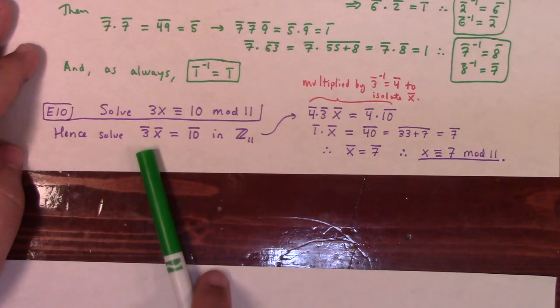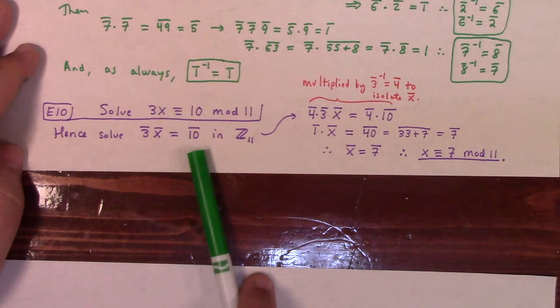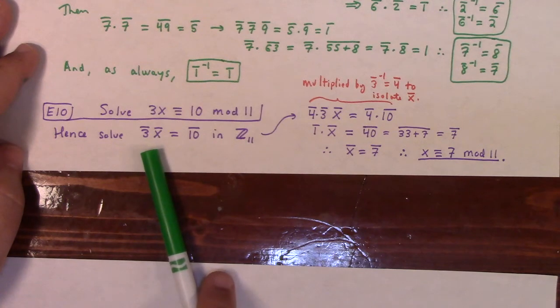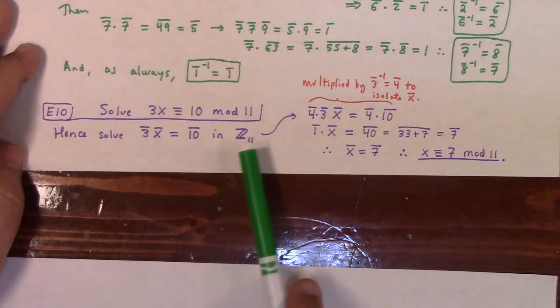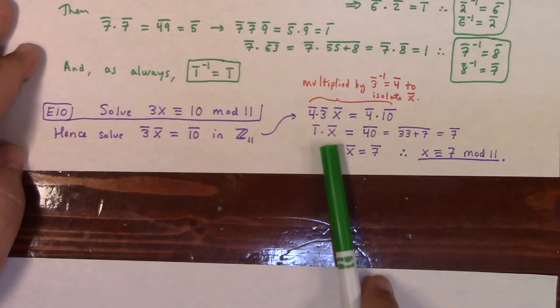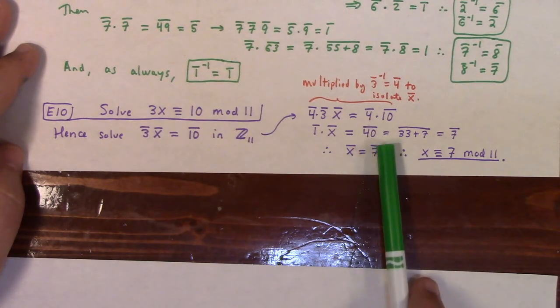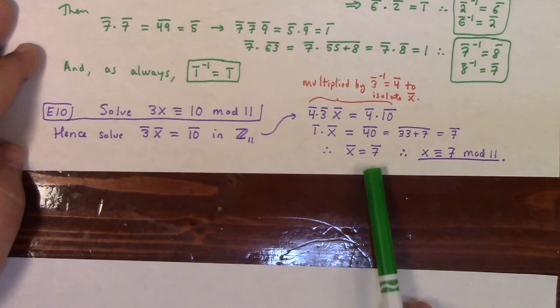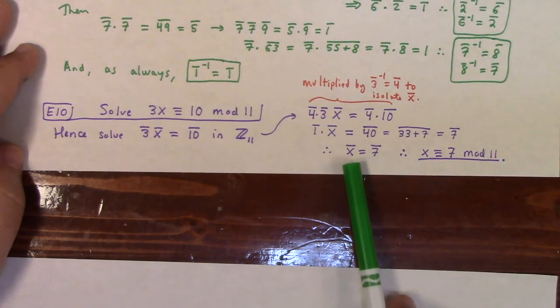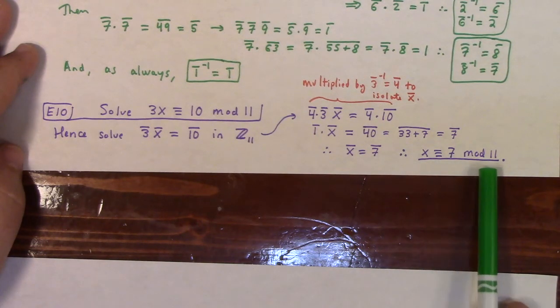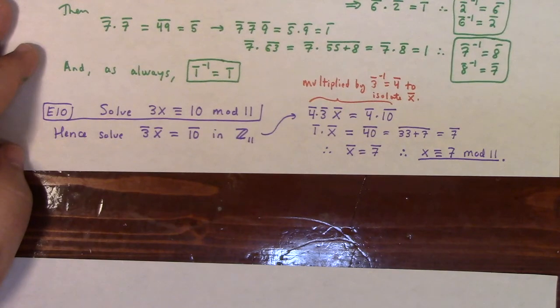But anyway, so I get 3 bar x bar equals 10 bar in Z11. And the thing is, we just figured out that 4 bar was the multiplicative inverse of 3 bar. So if I multiply this equation by 4 bar, that gives me 1 bar x bar equal to 40 bar, but 40 is congruent to 7 mod 11. So we get x bar is equal to 7 bar, which translating back gives us x is congruent to 7 mod 11. And there's your answer.